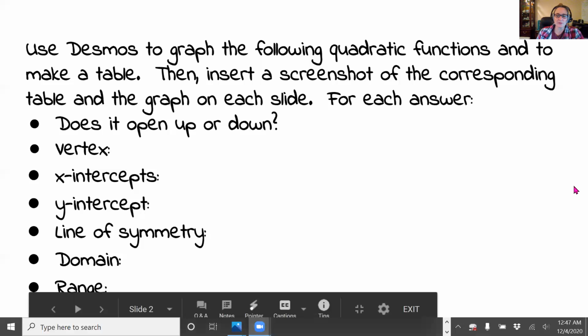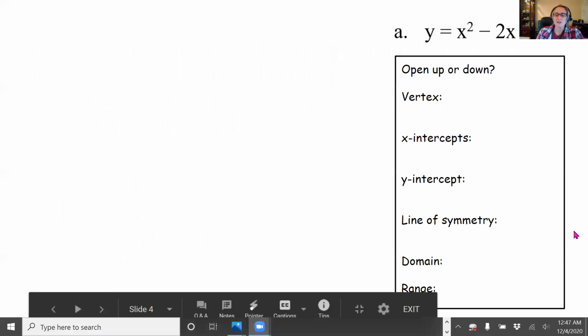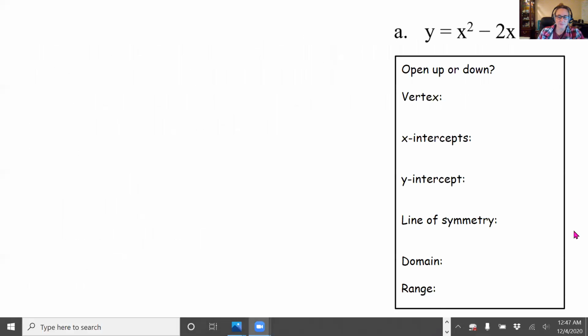So the very first one we're going to do is y = x squared minus 2x minus 8. Okay, so I'm going to put this into Desmos and kind of show you guys what I want you guys to do on this one, and then you're going to continue to do it on the rest.